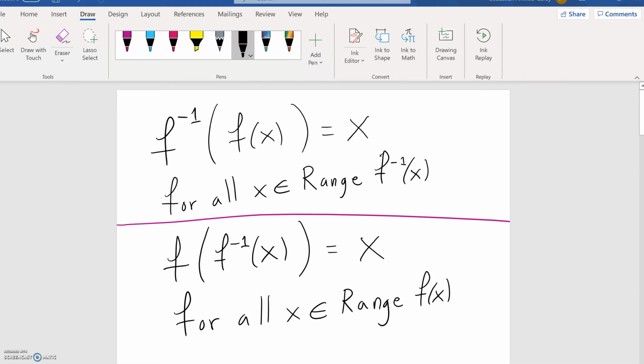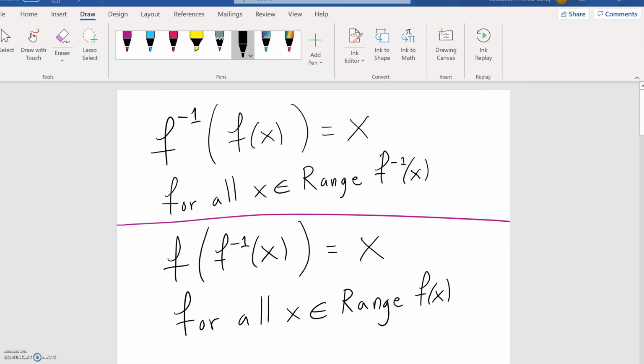In this lecture video, I'm going to briefly talk about the inverse function property. There is a property with functions and their inverses, which is the following. I have this right now on this Word document. This involves a composition of a function with its inverse and a composition of an inverse with the original function.